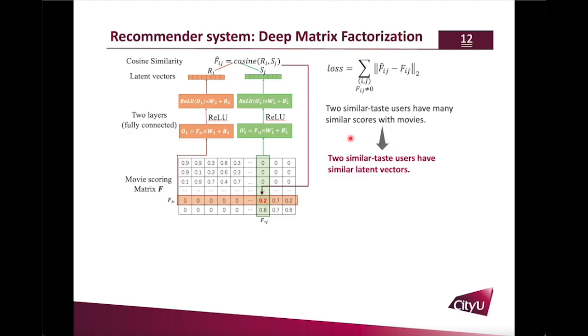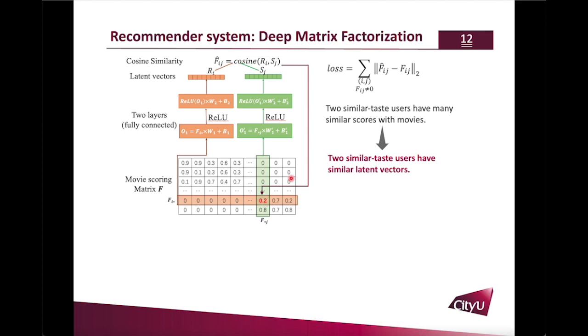To predict the score, we can apply this deep matrix factorization model to the scoring matrix. It takes the row vector of user I and the column vector of movie J as input, and then it represents the user and the movie with two vectors of the same dimension. Then the cosine similarity between these two vectors is used to approximate the score of movie J from user I.